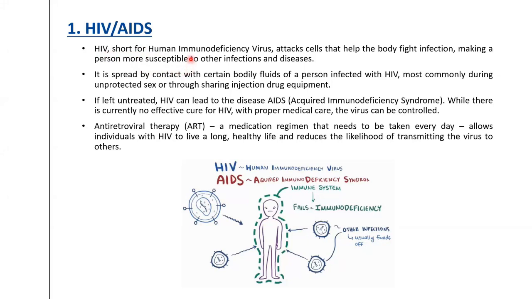The virus leaves that person at the mercy of other bacteria and fungi. So multiple infections occur in the body of that person, and they collectively decline the health of that person. HIV is spread by contact with certain bodily fluids of a person infected with HIV, most commonly during unprotected sex or through sharing injection drug equipment.